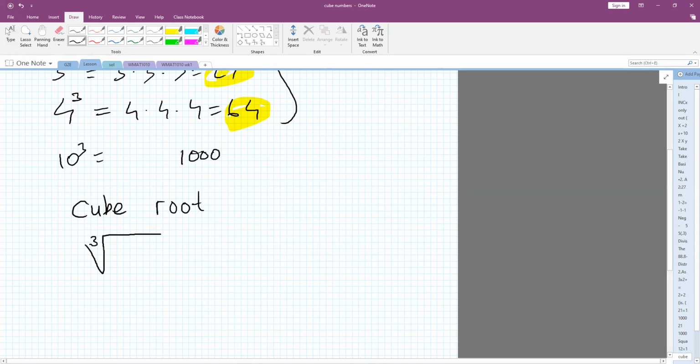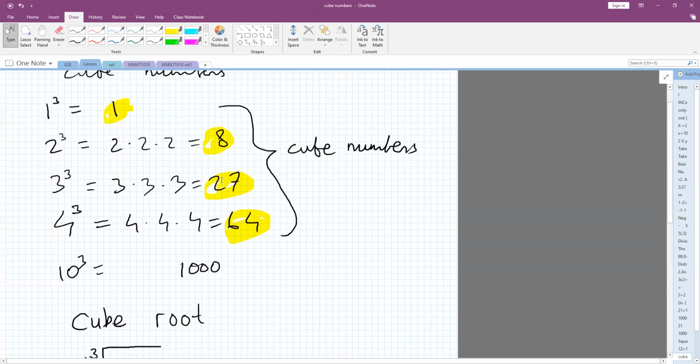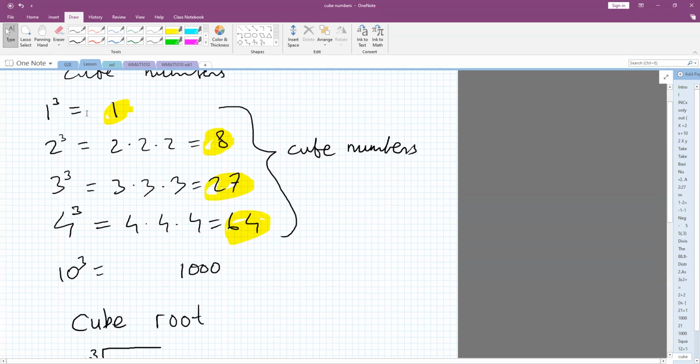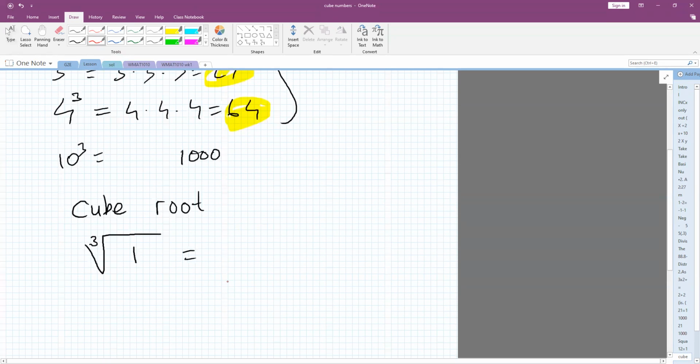That's how we write down a cube root. So for example, what is the cube root of 1? When you take the cube root of this number, that gives you this value. So in this case, the cube root of 1 gives you 1. Now, what is the cube root of 8?